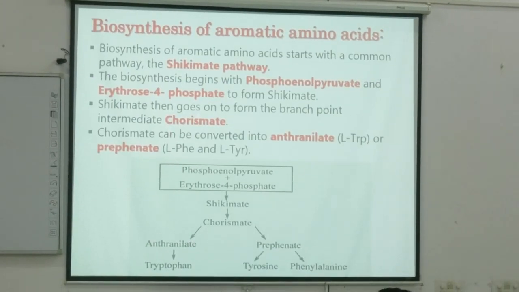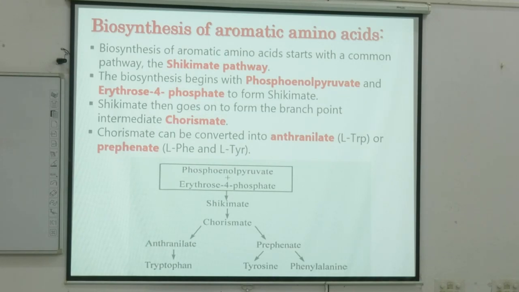Now let us come to how they are made. The first pathway is for making tryptophan, tyrosine and phenylalanine, and the biosynthesis starts through the Shikimate pathway.